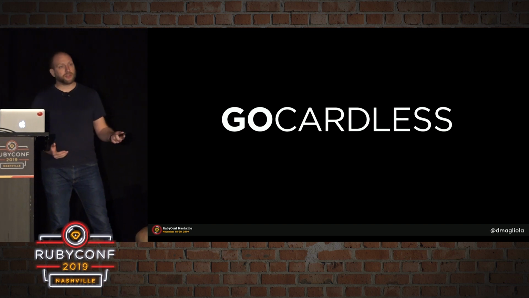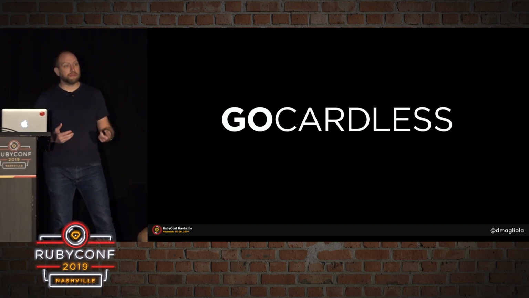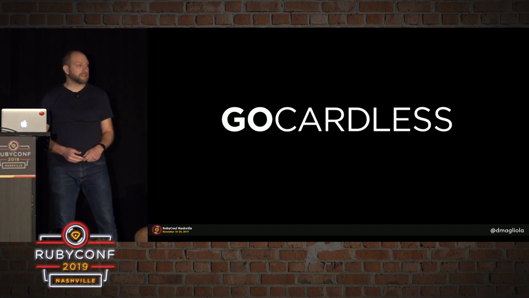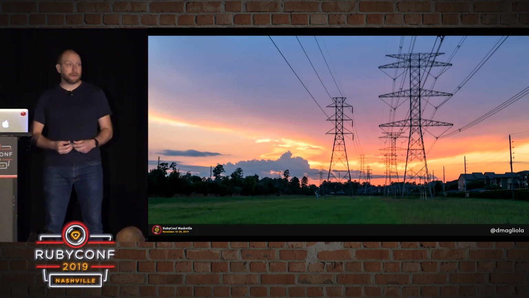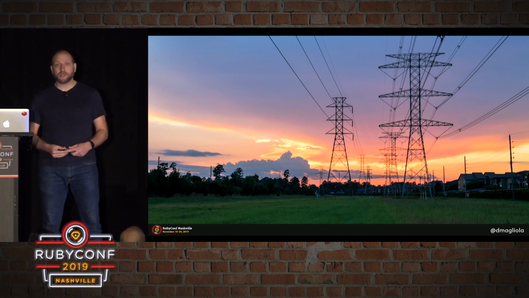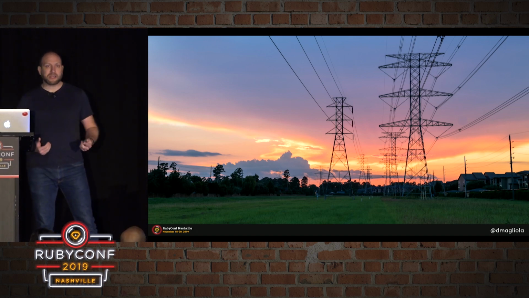Now, before I get into the interesting part of this talk, I need to give you a little background on the problem we were trying to solve. GoCarless is a bank-to-bank payments company, which basically means we're sort of an API on top of the banking system. When you're a payments company, your customers expect you to always be available, just like they expect the electricity to always work. So for us, uptime is critical.